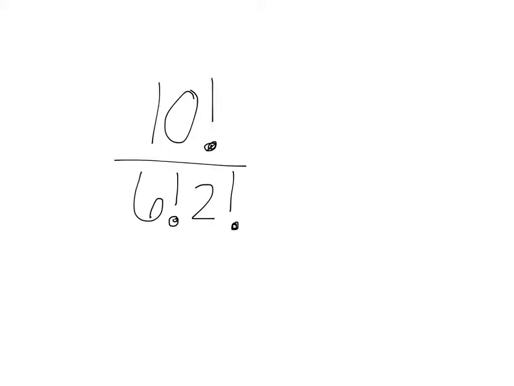The issue of just plugging into the calculator is that you have to be very clear about what is in the denominator. So you need to put parentheses around the denominator. You can type it in. You can do 10 exclamation mark divided by parentheses 6 exclamation mark 2 exclamation mark close parentheses, and that will give you your answer. But if you don't put the parentheses in there, it will give you the incorrect answer.